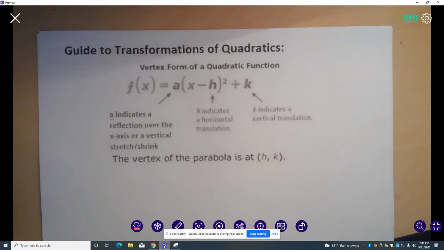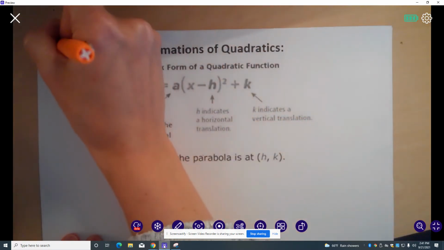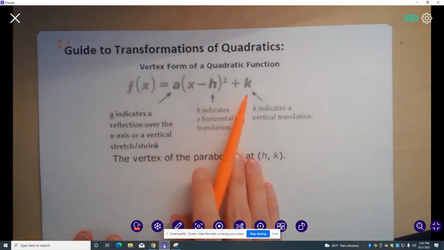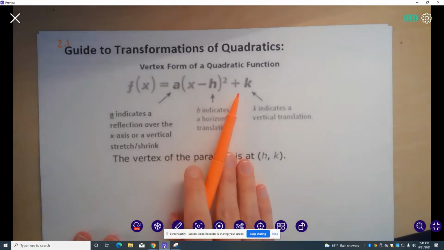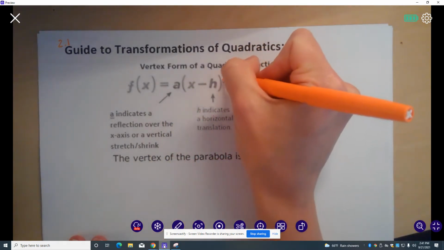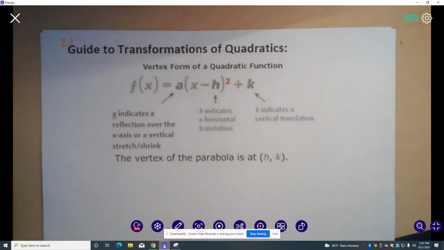In this lesson, we're working in lesson 2.1. We're going to be describing and graphing transformations of quadratic functions. Now, we've already done transformations of functions before, so a lot of this should be review. But one thing we do want to start out with is looking at this form of a quadratic function called vertex form. I know this is quadratic because you can tell that there's an exponent of 2 here.